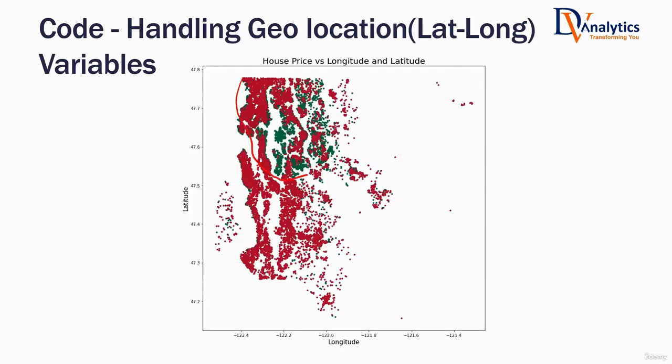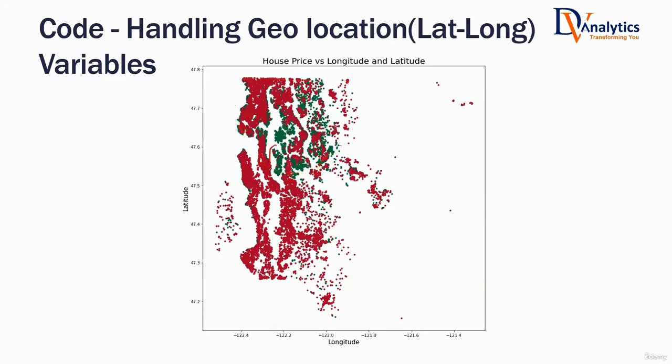So the green ones are the top 30% of the homes. The red ones are the remaining 70%. Do you agree? It seems that all the high priced homes are confined to a particular place, whereas the low priced homes are everywhere. Yes or no? Is that the scenario usually?